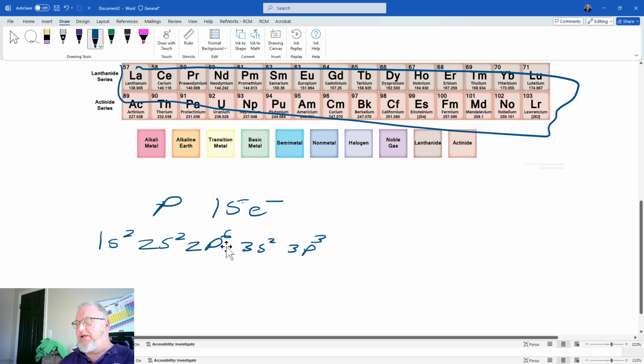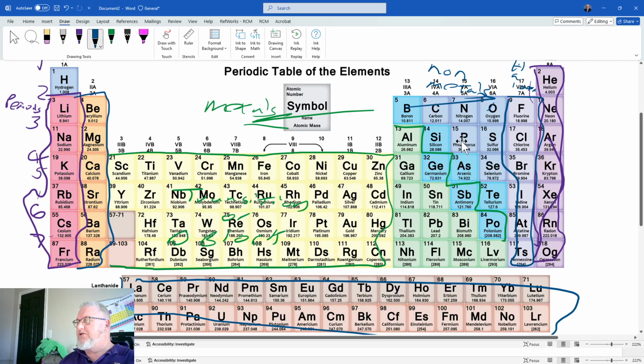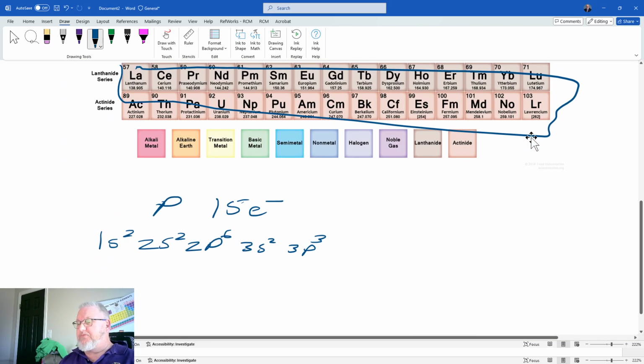Now, if I look right here, this has the same configuration as neon, right? Where's my marker at? It should be right there. I was in sulfur, let's not go there. Let's go up to phosphorus and then go all the way over to the noble gas that's one row above it. That's neon. Okay, now I can write phosphorus like this.